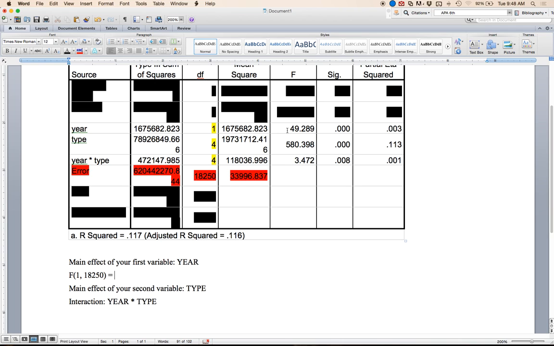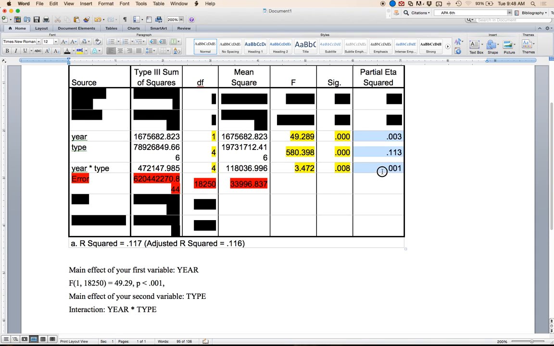Next thing I want to use here is my F column. So it's equal to 4929. And then I want to use sig for P. So P is less than .001. Remember, don't do equals 0.000 because probabilities cannot be 0. And then I've actually got partial eta squared. So this time it really is partial eta squared. Every other time when you run a one-way design, it still says partial even though it's not.